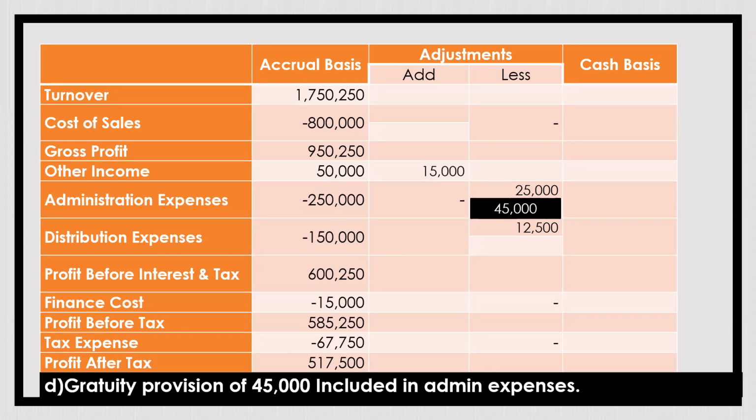Why are we going to remove it? Because it's just an accounting entry. Since this is just an accounting entry, our admin expenses have already been boosted up because of this 45,000. In order to arrive at the cash basis, we are going to remove it.